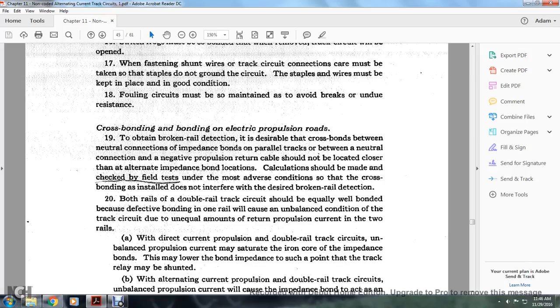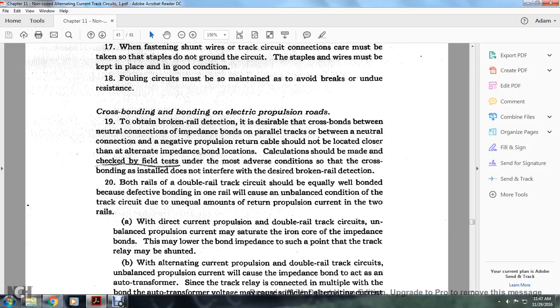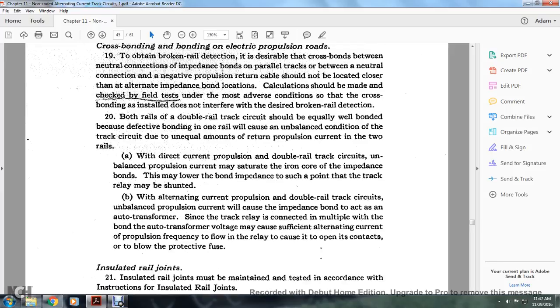20. Both rails of the double rail traction circuit should be equally bonded, because defective bonding in one rail will cause an unbalanced condition of the track circuit, with unequal amounts of propulsion return current in the two rails. A. In direct current propulsion double rail track circuits, an unbalanced propulsion current may saturate the iron core of the impedance bond and lower its impedance, and with such a point the track relay may be shunted.